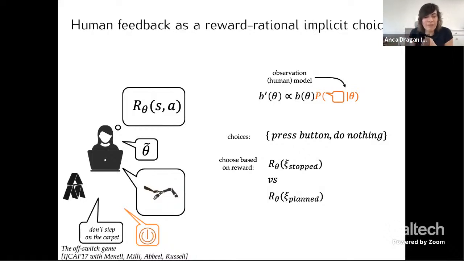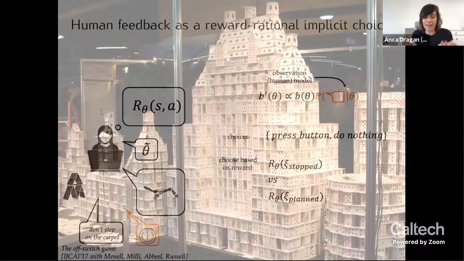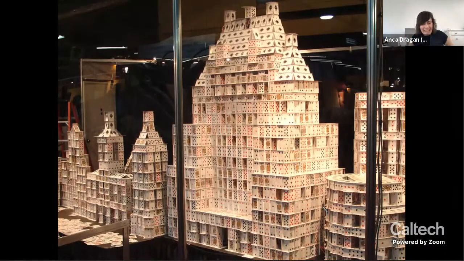What does it mean when I do nothing? How do I evaluate the reward of that? Well, that maps to a trajectory too. It's whatever trajectory the robot was going to execute. And so by making this choice, I'm telling the robot that it's better, according to the reward function, to stay stopped than to continue along. That's information. Okay, last thing is the house of cards. So what's up with the house of cards, right?